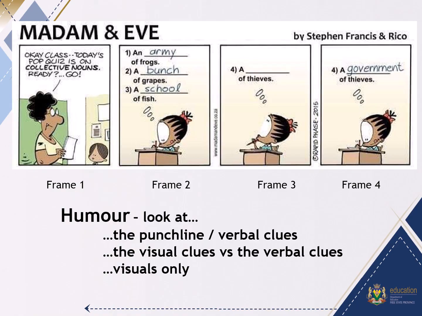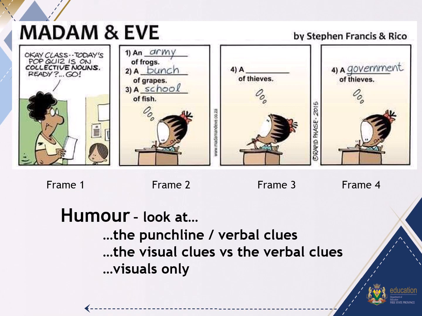Now, some of you would say that is funny in itself, but you know what makes it really funny here is the fact that if you go and check what the correct collective noun is for thieves, it's a government of thieves. And that is what makes it funny, the fact that you expect a government to be ruling ethically and morally upright, and, oh my word, that's what makes it funny, it's a government of thieves.